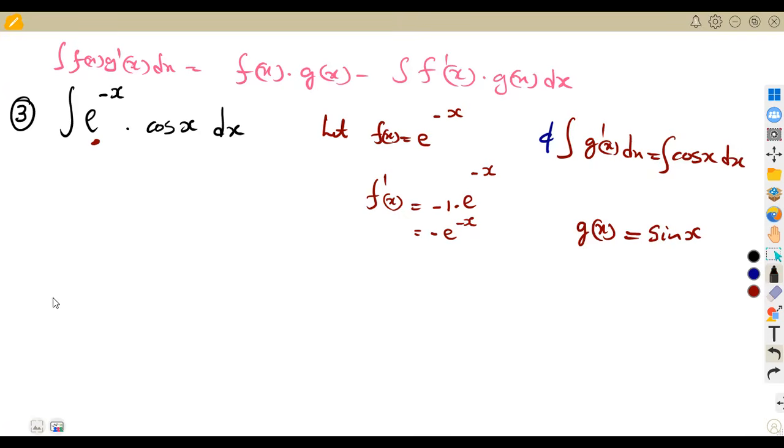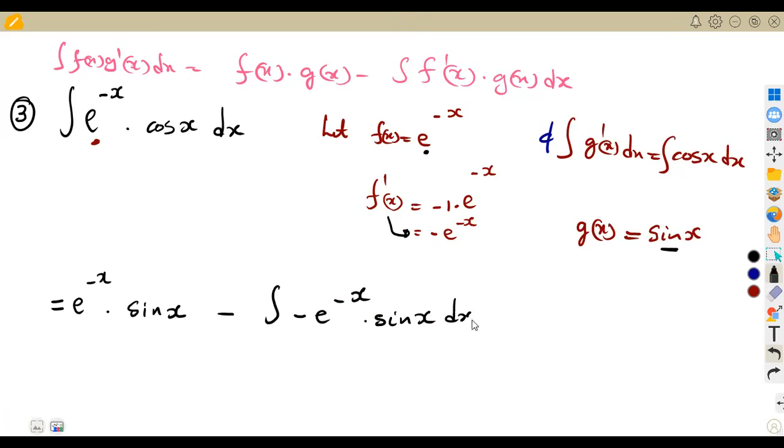Let us substitute into the formula. This whole integral that we have is going to give us f of x times g of x, whereby our f of x is e to the exponent of minus x, times g of x, which is the sine of x, minus the integral of f prime x. F prime x here, we got negative e to the exponent of minus x, times g of x dx, and this is our g of x, which is going to be sine x. So this is sine x dx like this.